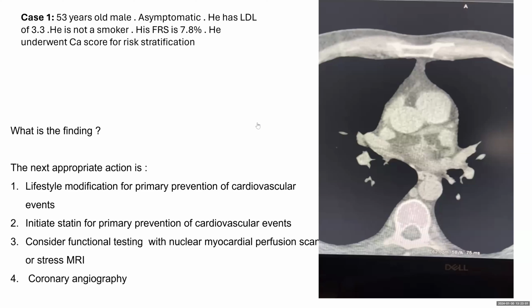So this is a 53-year-old male patient who is asymptomatic, and he has an LDL of 3.3. He's not a smoker, and his Framingham risk score is around 7.8%. He underwent a calcium score for risk stratification. It's a very straightforward case, and it's very common in cardiac imaging practice.